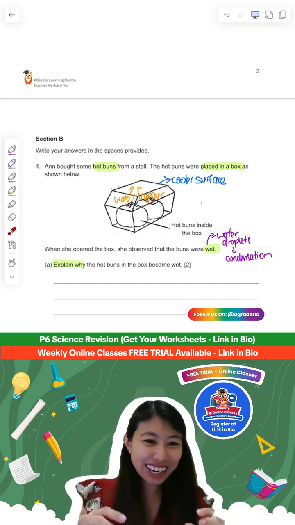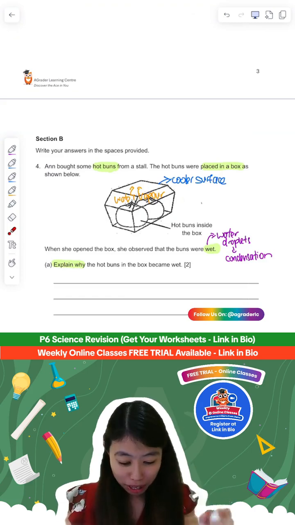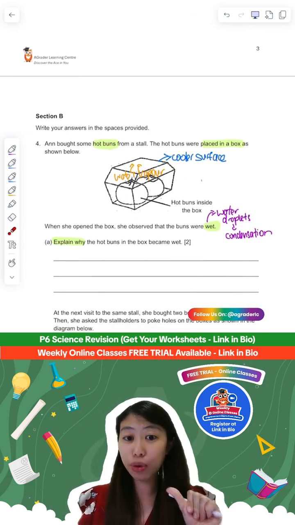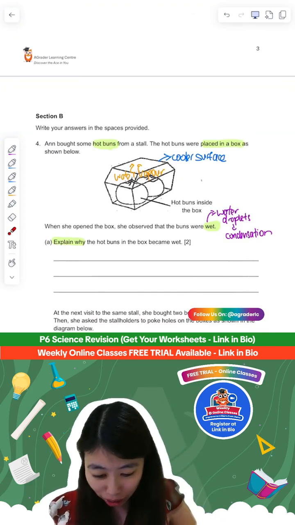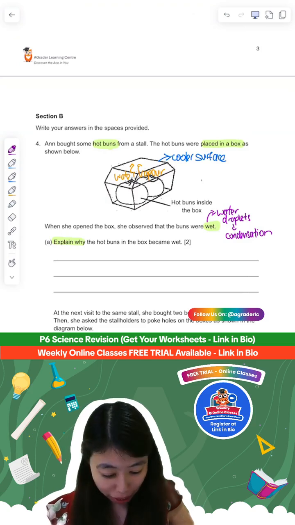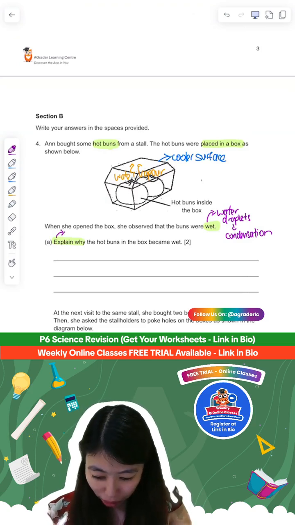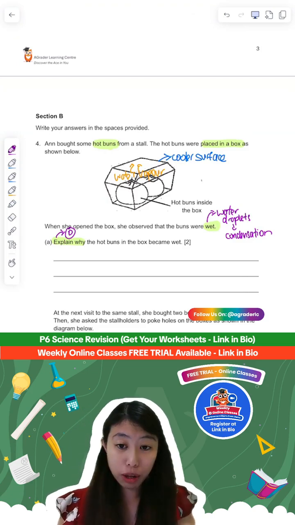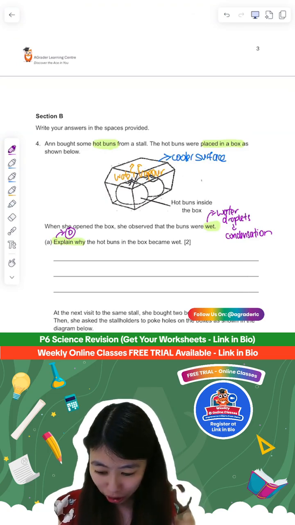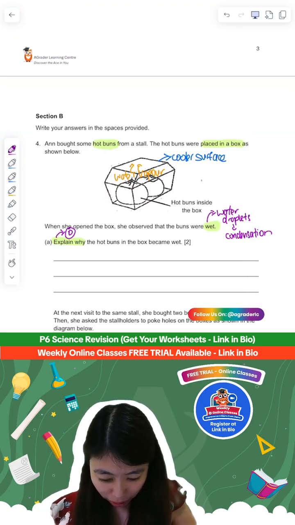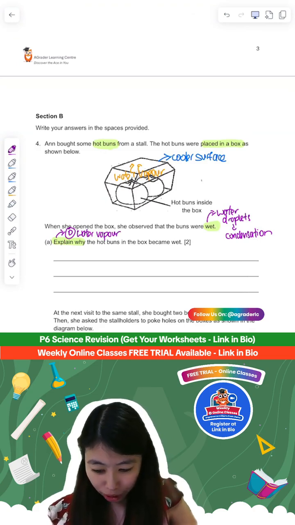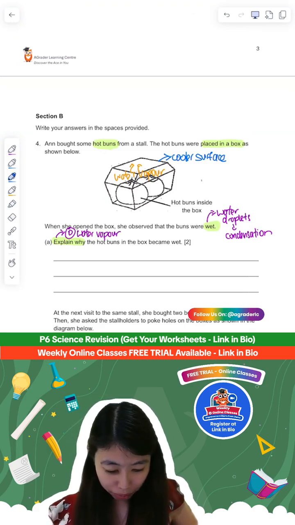Everybody, always remember, do not miss out any keywords for water cycle questions. So I'm going to write down what you must say. Always remember to explain and describe what happened to the water vapor. You must mention that, talk about the buns and the water vapor. Then after that, the science concept.